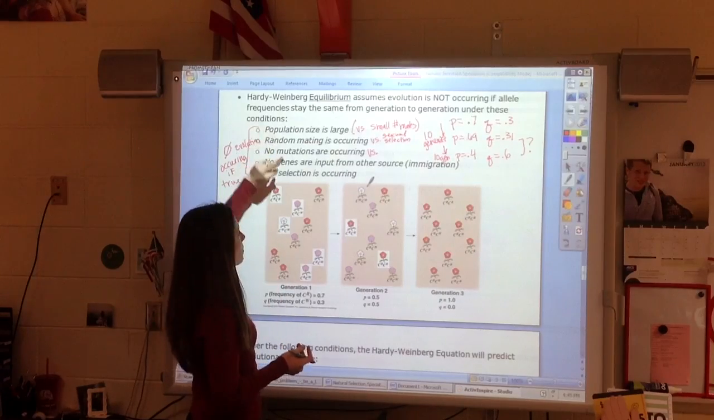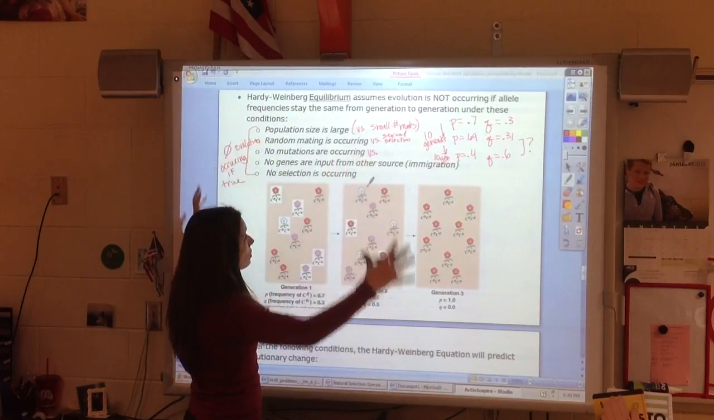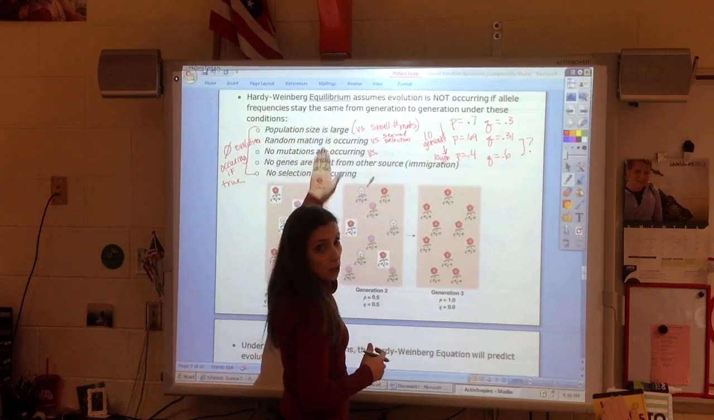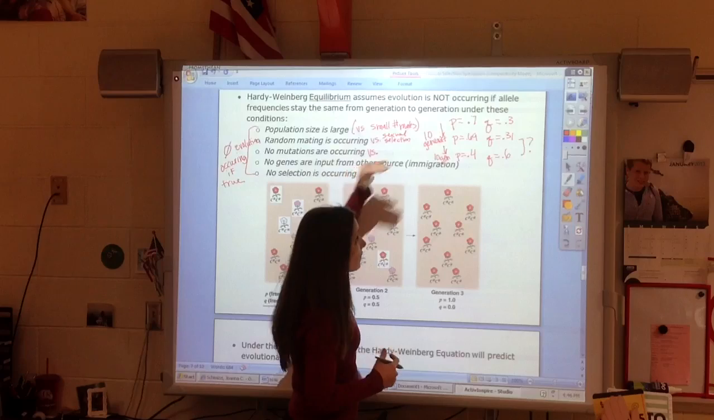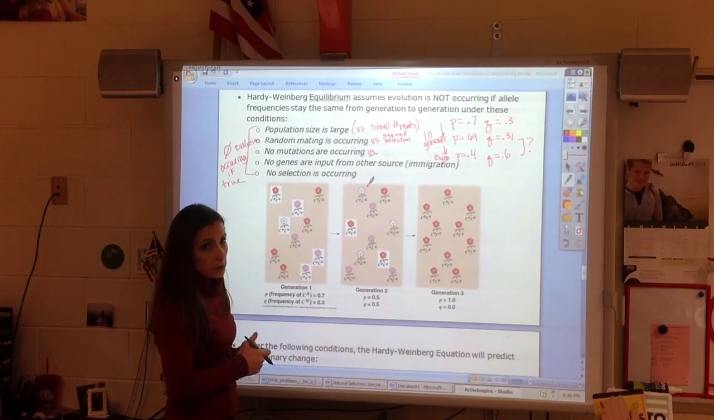So you want to be able to memorize these almost forward and backward. If the circumstances are normal and there's no change, then these conditions are probably true. If I'm seeing changes, then one or more of these conditions is probably false.